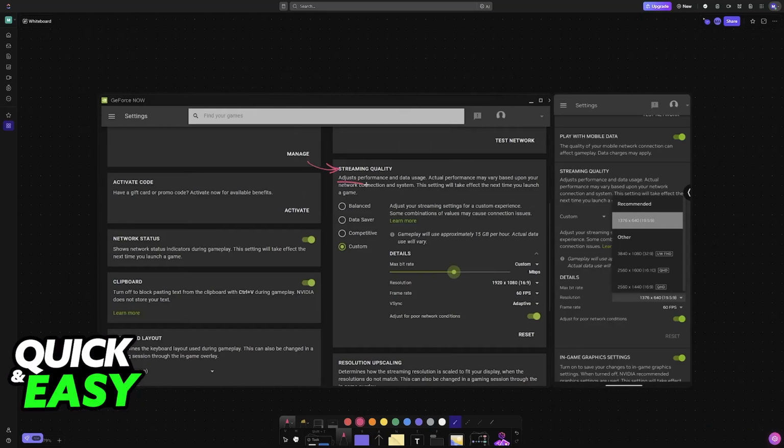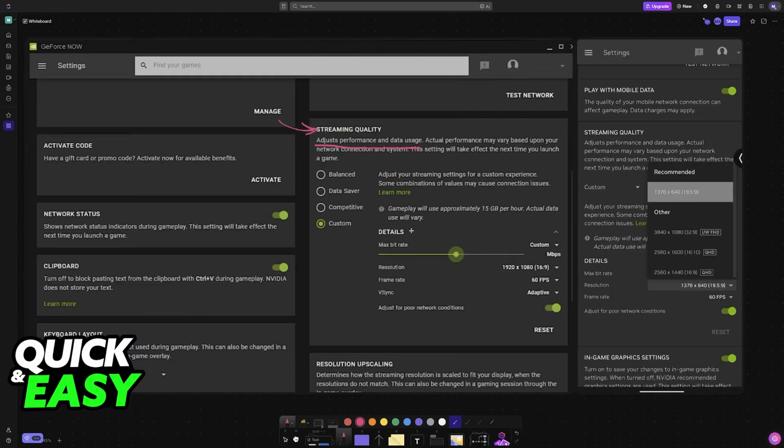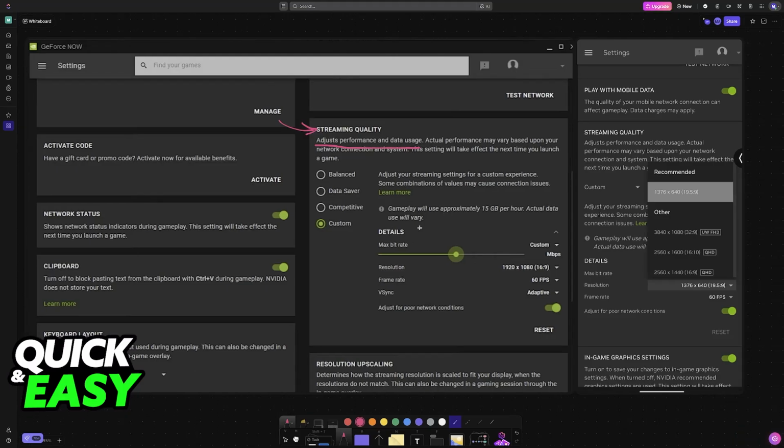and once you are inside, you will be looking for streaming quality. This adjusts the performance and the data usage, so you can make the graphical fidelity of a game higher. In turn, you will be using more of your bandwidth, or the opposite, where you will use less of your network, but the quality will be poorer.